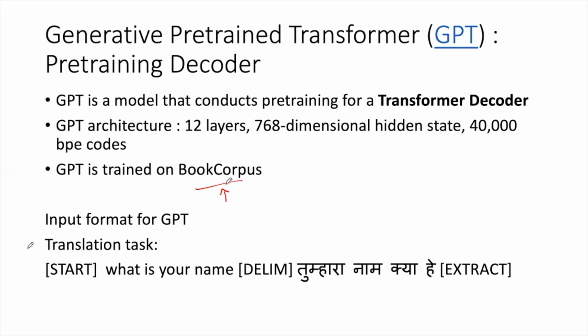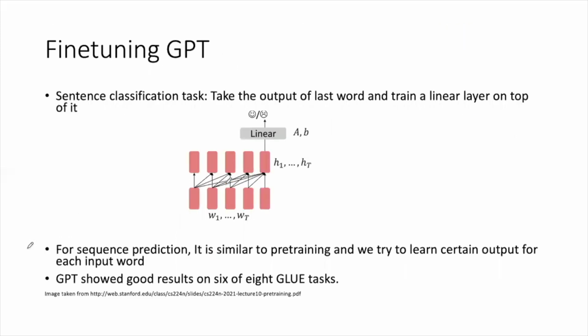Once the pre-training is conducted, the GPT model can be used for fine-tuning tasks. Let's say your fine-tuning task is sentence classification, which basically means you need to predict a certain class for your input. In that case, you take the last word's outputs and then connect a linear layer and try to generate the class from it. That's typically how you use a pre-trained GPT for sentence classification.